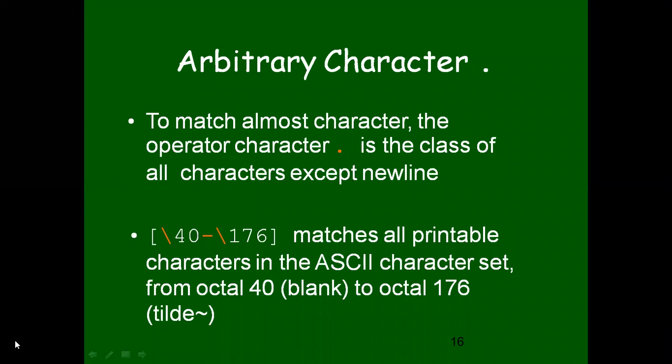Except the new line, we can call it an arbitrary character: dot. If we have something like square open bracket, \40 minus \176, what it means is it matches all the printable characters in the ASCII character set from octal 40 to octal 176. Right.